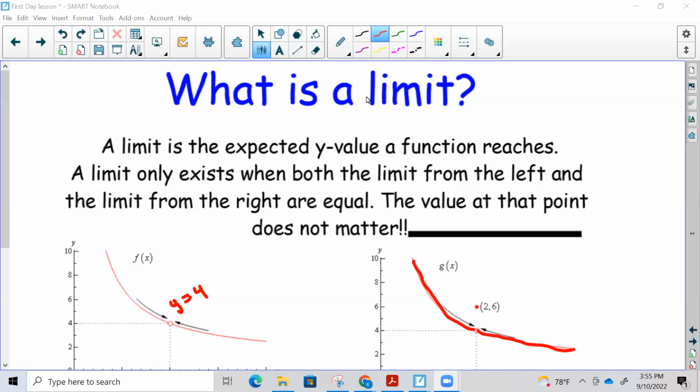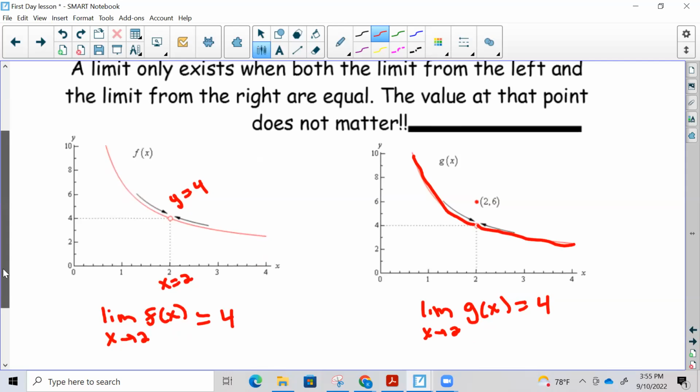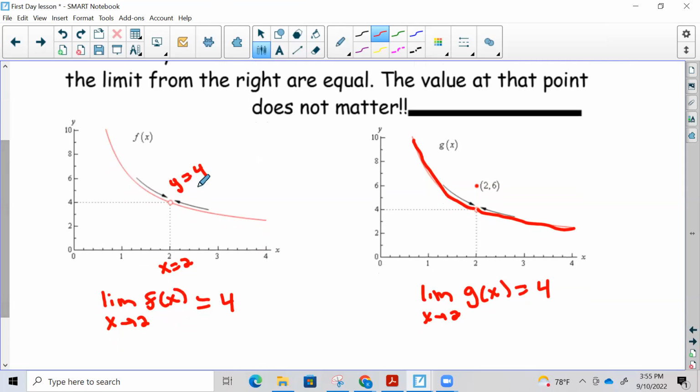Okay, so in this video, we're going to pick up where we left off and look at what a limit is. Just as a reminder, the limit is the expected y value a function reaches. What has to happen is that our curve comes from the left. When we come from the left, we start on the left and trace left to right, and we go to the x value we're interested in. Then we do the same from right to left and go to the x value we're interested in. If they approach the same y value, then we say the limit exists, and the value of the limit is whatever that y value is.